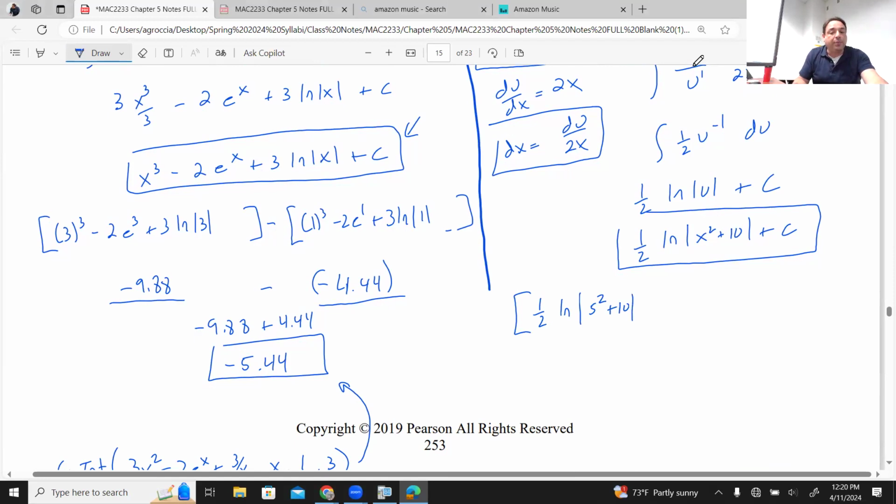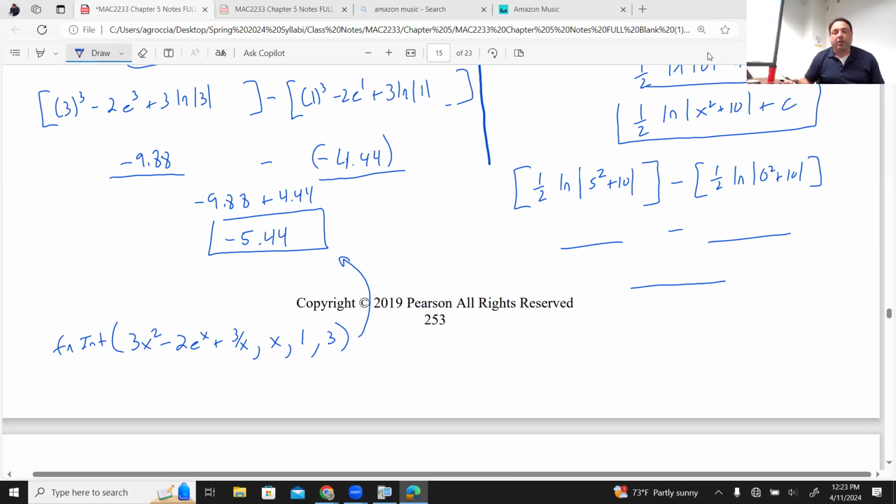We're not going to put the plus c because we know what's going to happen to that plus c. It's going to subtract out. And then the bottom number, 1/2 ln 0 squared plus 10. Find the answer, subtract them, get your answer, and check it in the calculator.